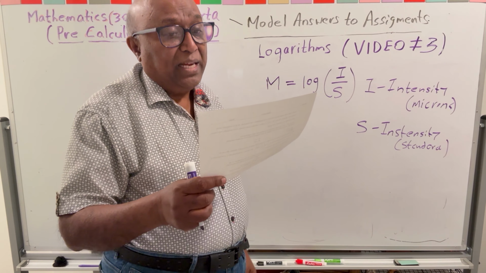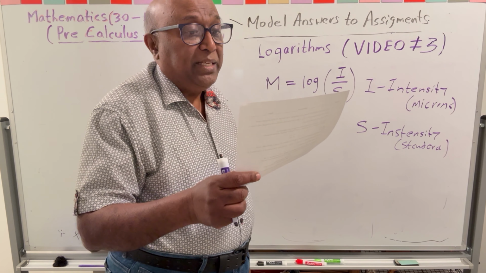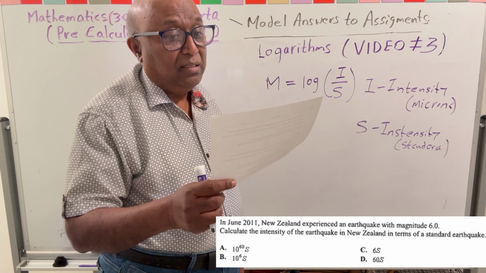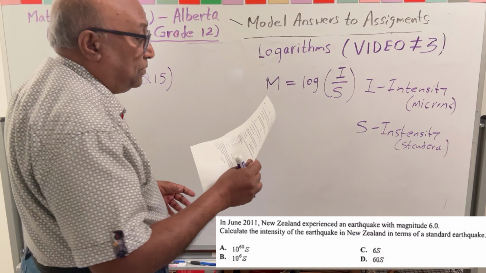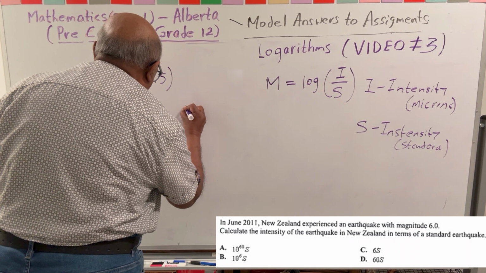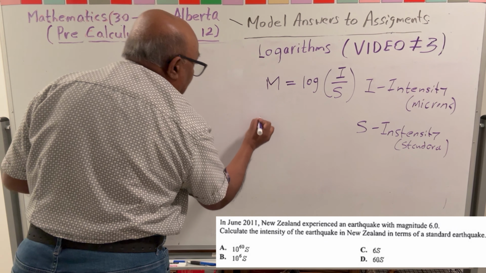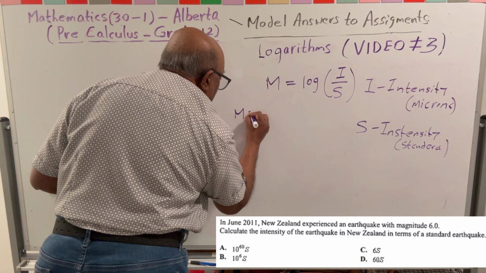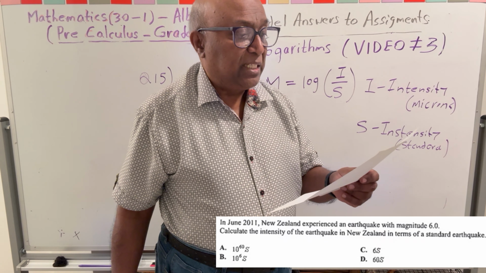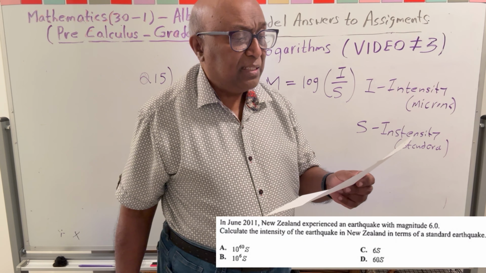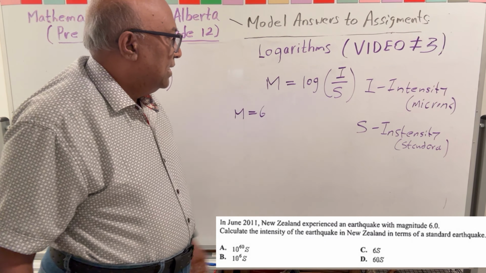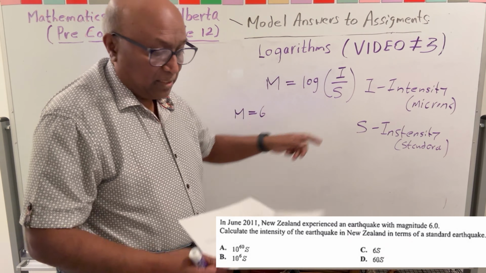In June 2011, New Zealand experienced an earthquake with magnitude 6. That means magnitude is 6. We can right away put M equals 6. Calculate the intensity of the earthquake in New Zealand in terms of the standard earthquake. Okay, that is easy. That means we have to find the I value in terms of S.